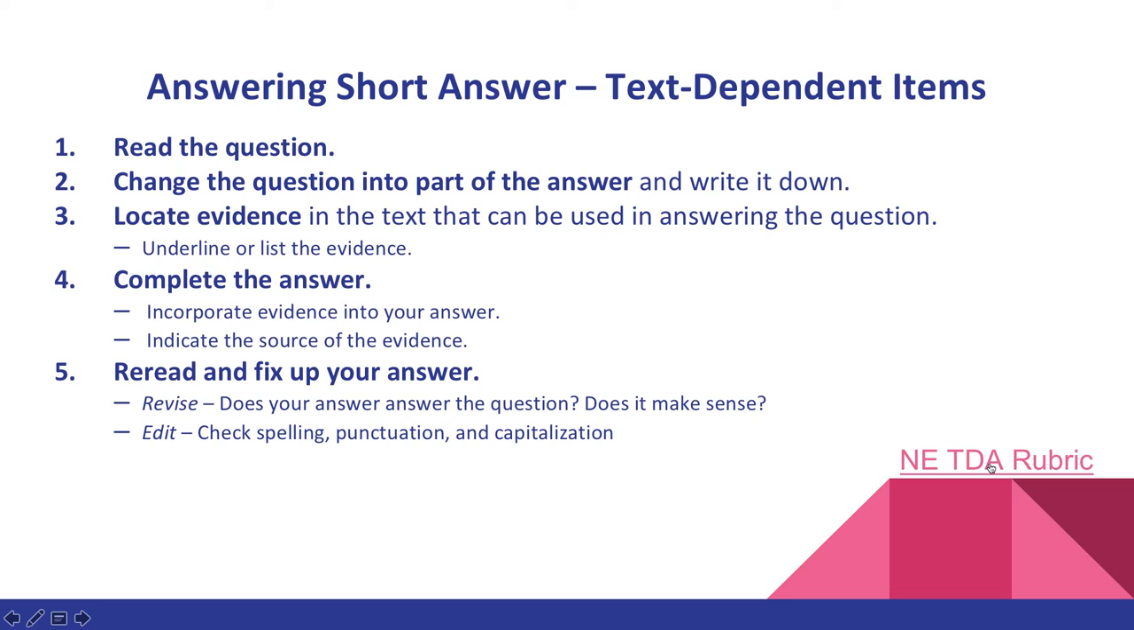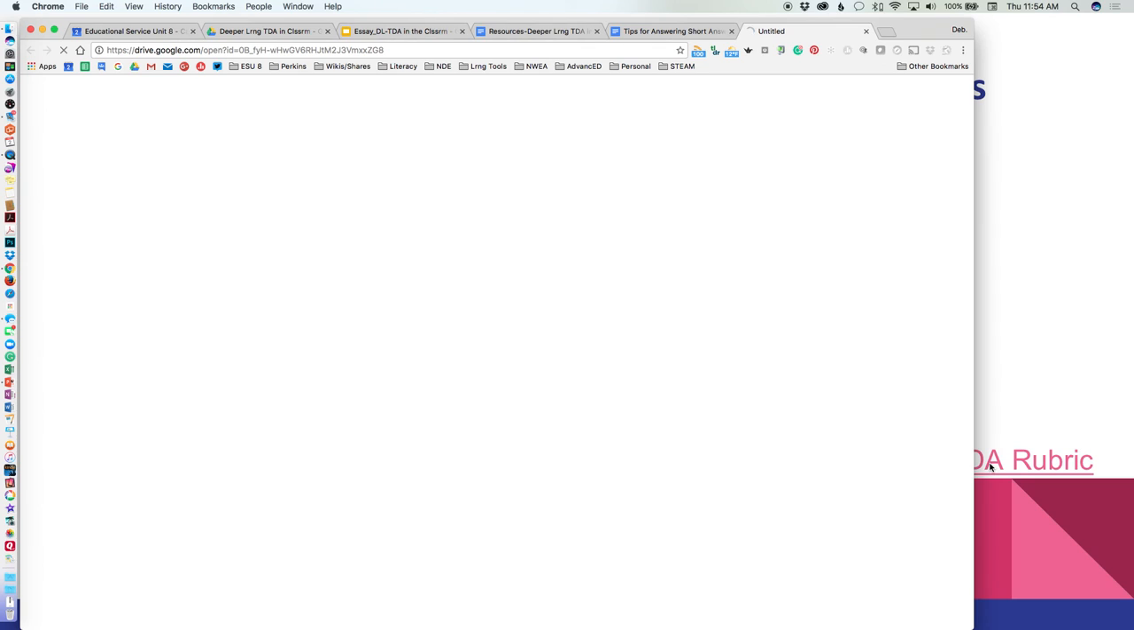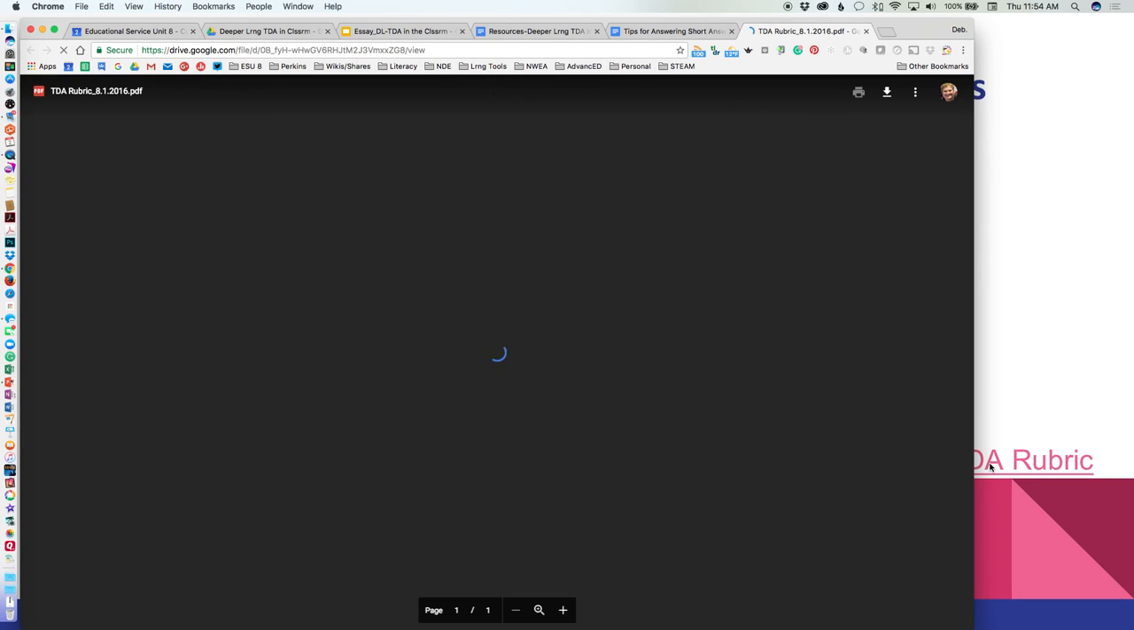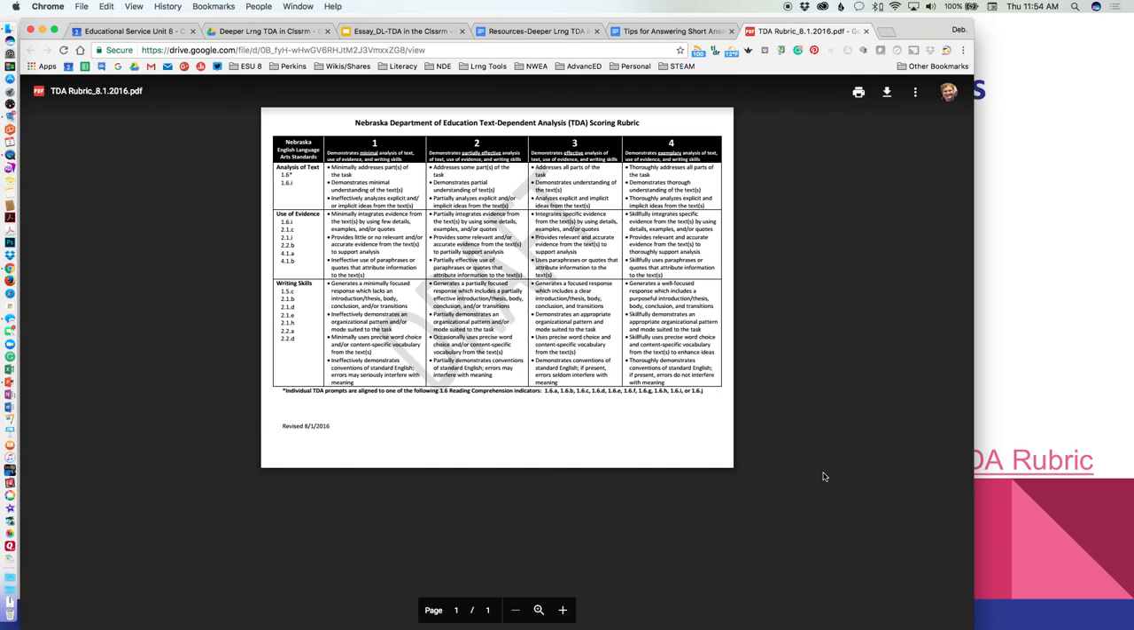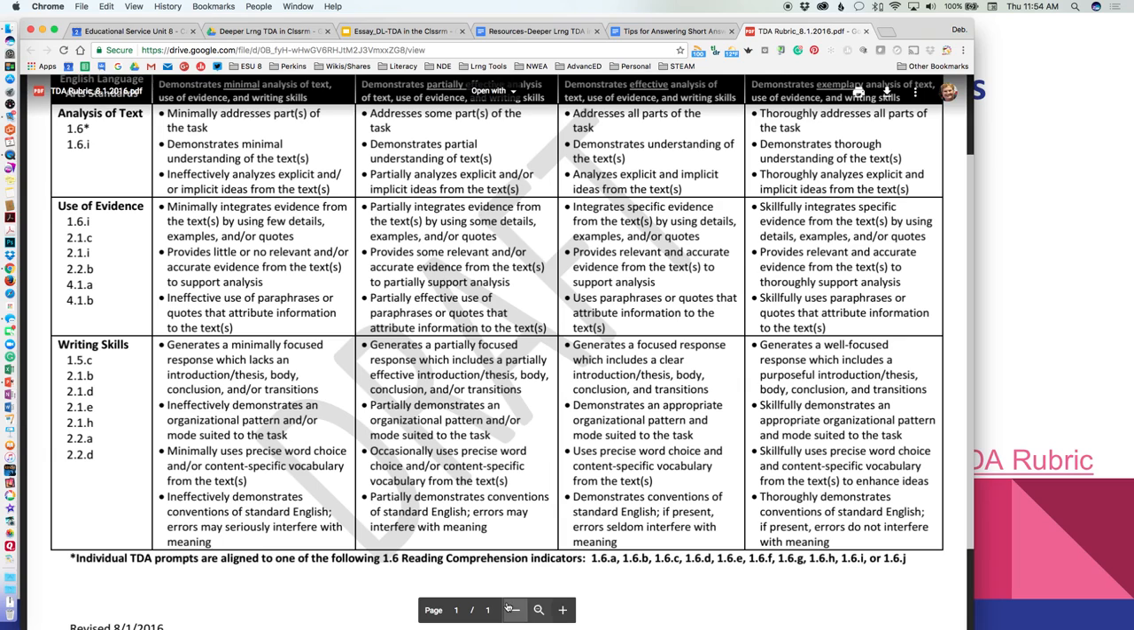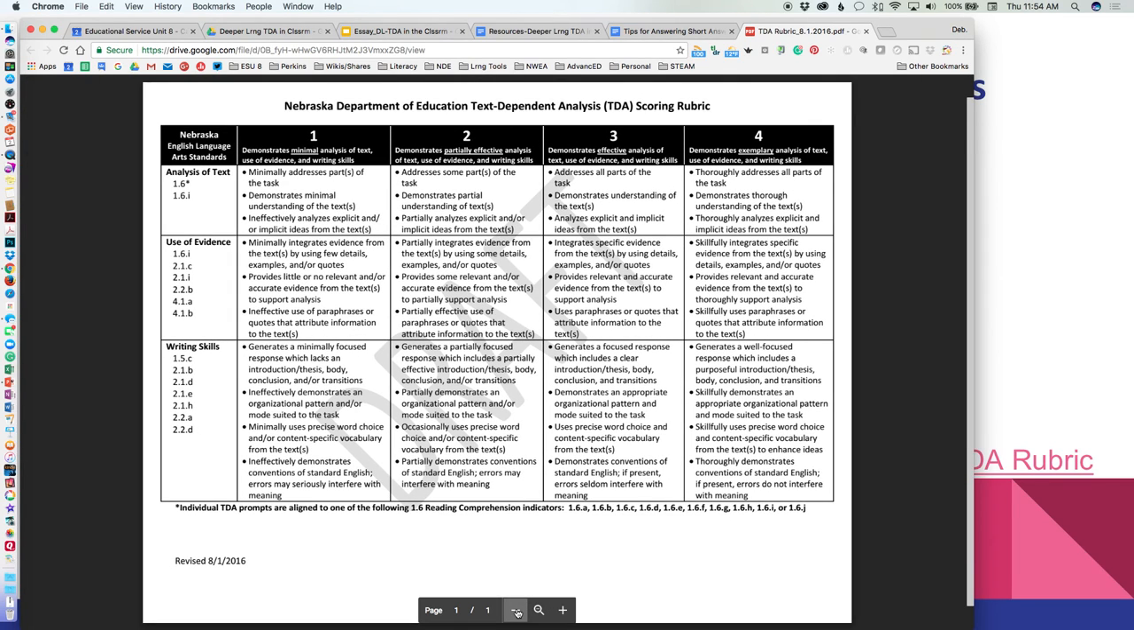Look at the Nebraska TDA rubric, and I'm going to call that up here right now. The rubric is in its draft form right now, and it'll be in draft form until cut scores have been determined. But the most current form of the Nebraska TDA rubric is from August 1st of 2016.